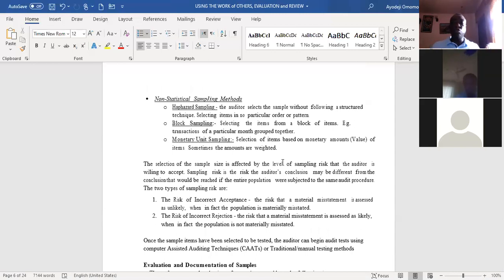You don't use any structure, you don't use any technique. Like now, I'm holding an exercise book. If you ask me to select, say, 5 pages haphazardly, all I need to do is open the book without any structure. I pick page 90. Without any structure, I pick page 142. Without any structure, I pick page 174. Without any structure, I can pick page 32.